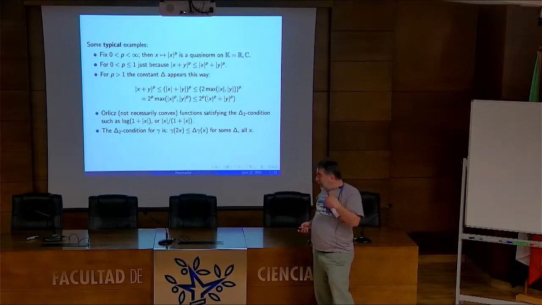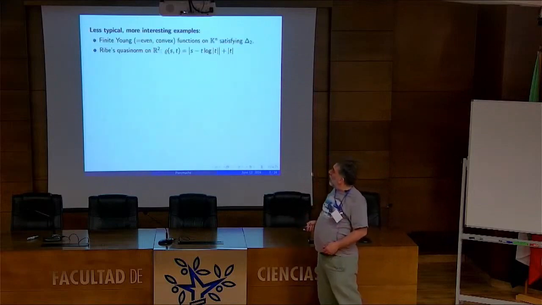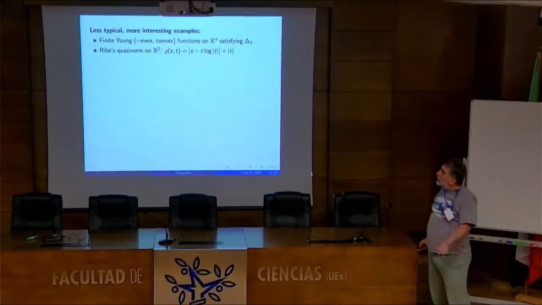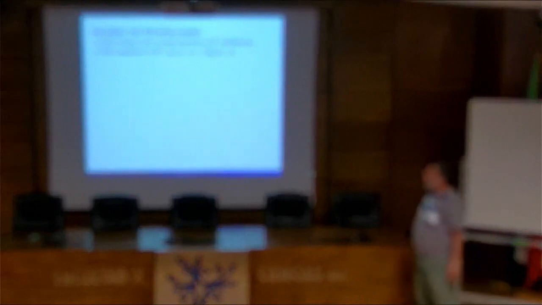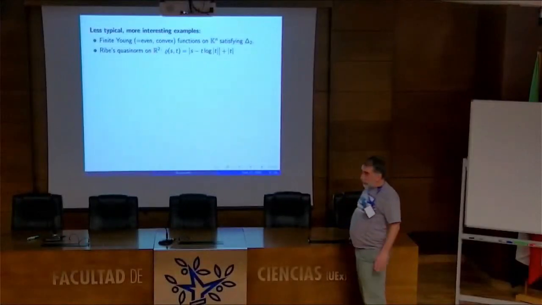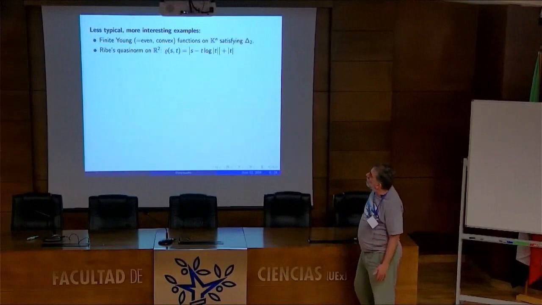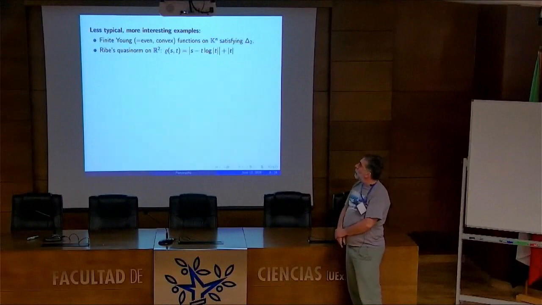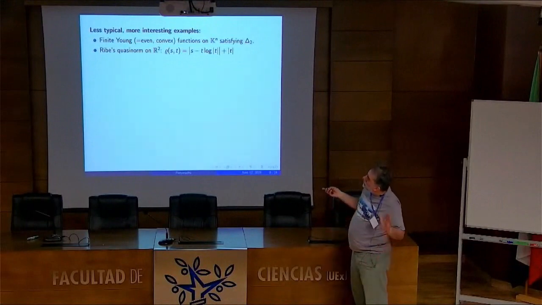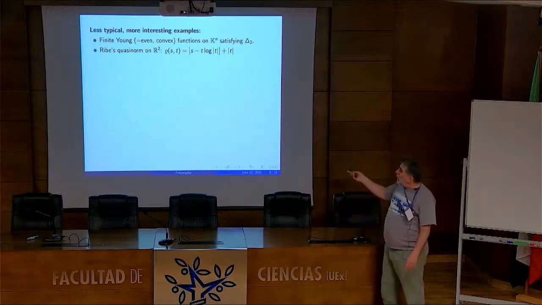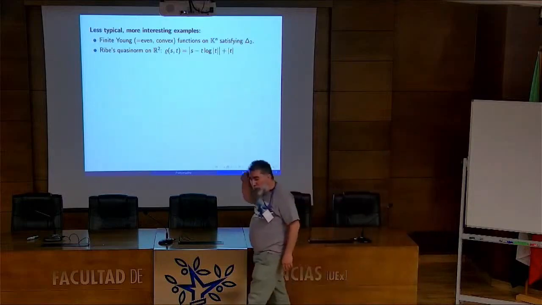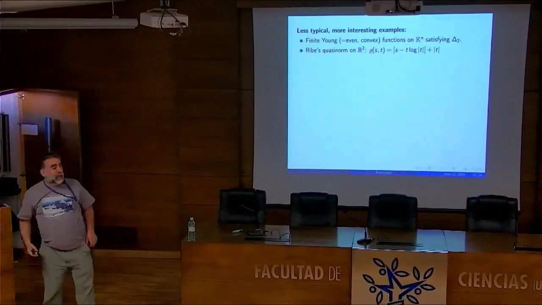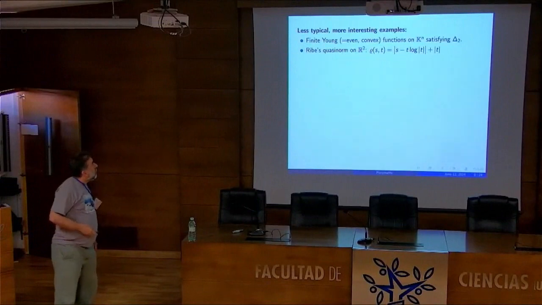But, okay, less typical and more interesting are, for instance, any Young function on Euclidean space. Of course, satisfying the delta 2 condition, because if not, you have no quasi-norm. And my favorite one, which is Ribe's quasi-norm on the plane, which is given by this formula. This log is the non-linear part of the norm in the Kalton space Manolo mentioned before.